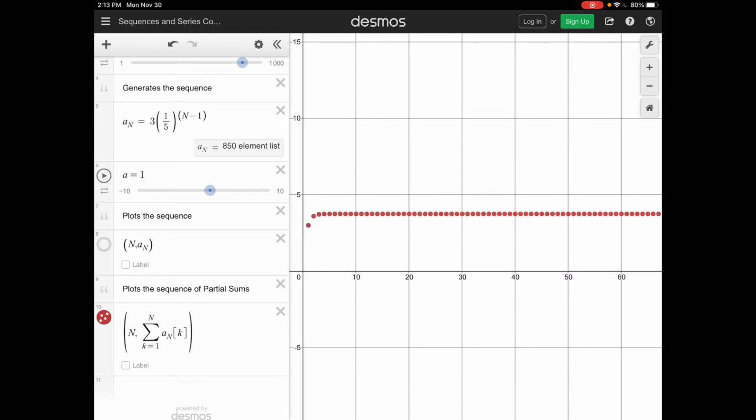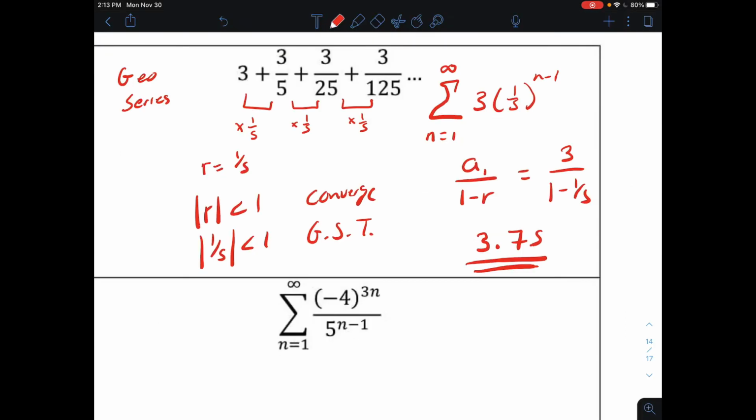Now, if I plot the series of partial sums and look at them graphically, as I add more terms, my sums are getting closer and closer to, well, they're heading towards 3.75, which is the same value that we estimated for this infinite sum.